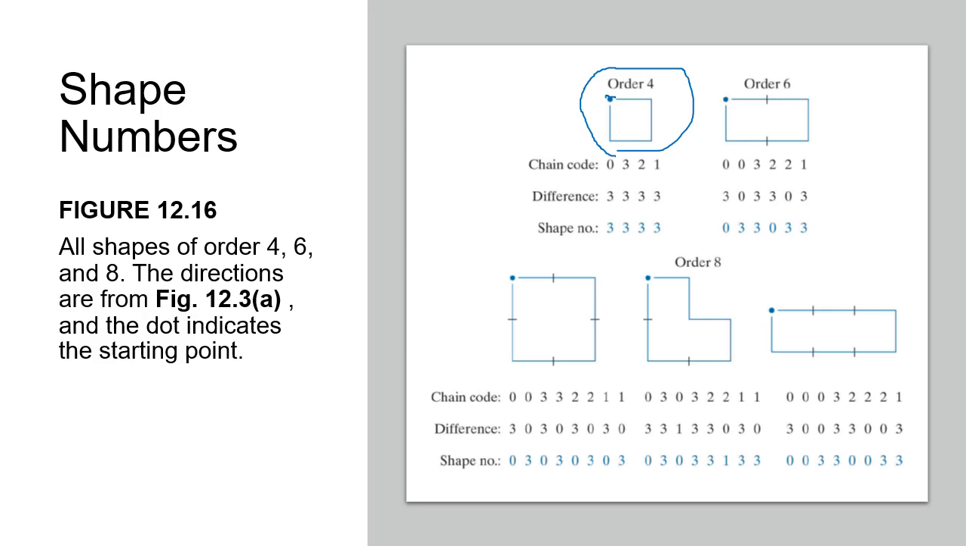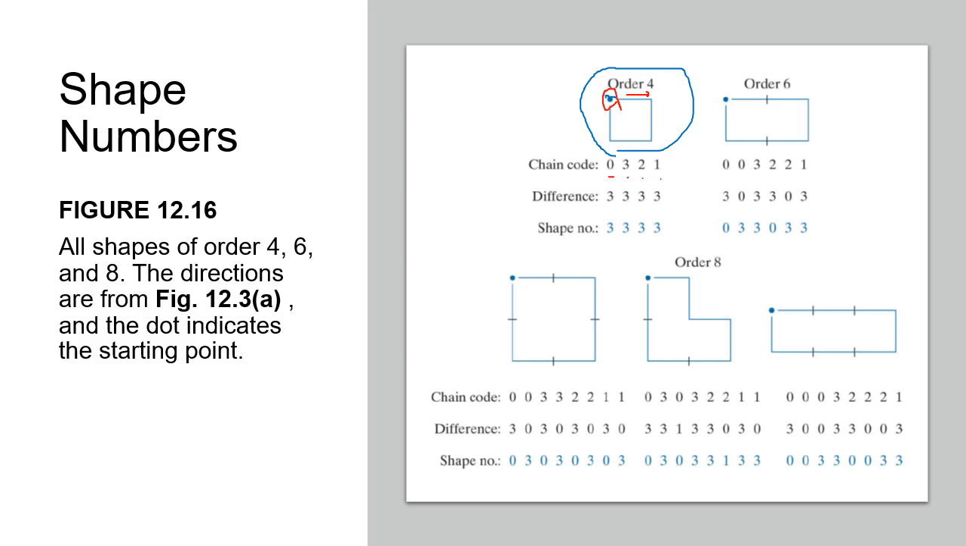I will change to red again. We start from this position. We are going east, and the code is 0 here, and then going south. So the chain code is 3, and then going west 2, and going north, and so the chain code is 0, 3, 2, 1.